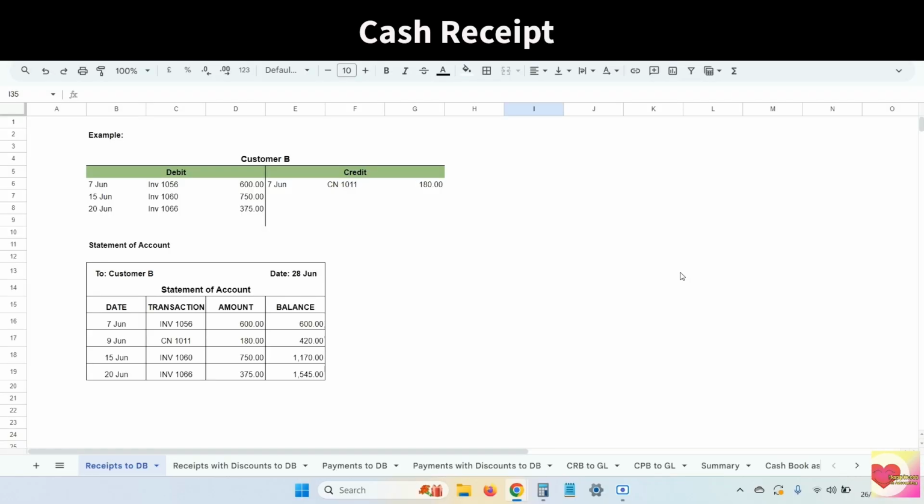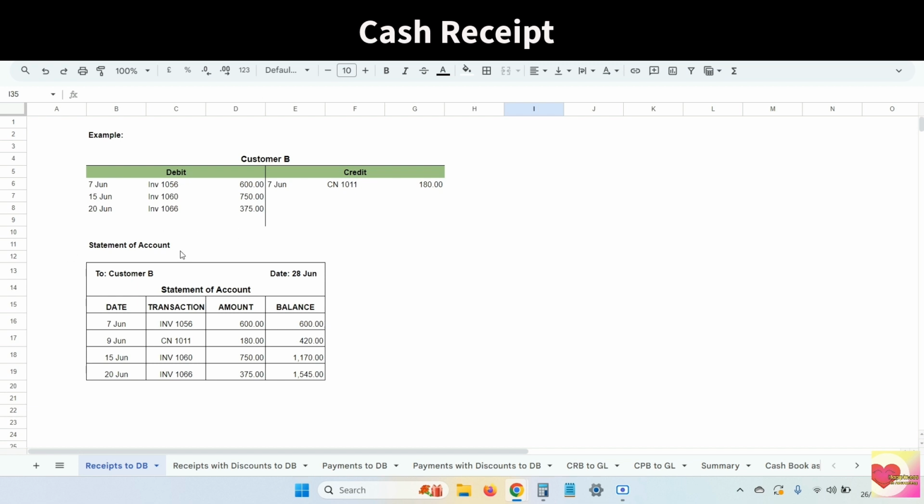Our first example is recording cash receipts from a customer. One of ABC Limited's customers is customer B, and this is customer B's record or individual customer account. Based on this record, ABC Limited created a statement of account last 28th of June and sent it to the customer. The statement of account is a summary of transactions showing the invoices, credit notes, and payments pertaining to a customer. All the details in the statement of account are extracted from the individual customer account.